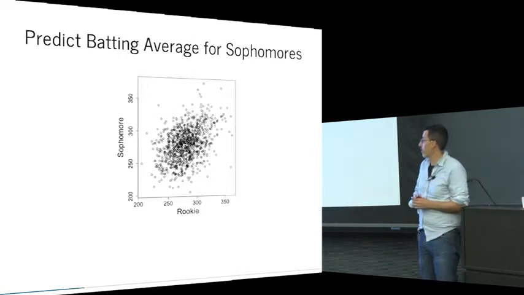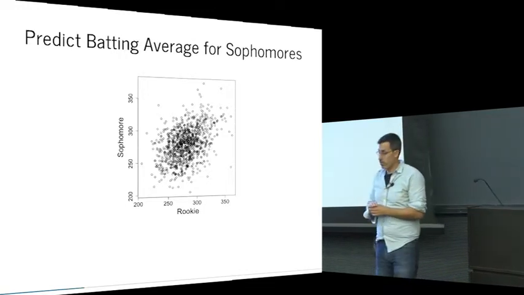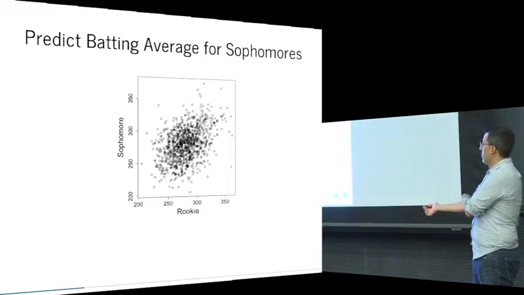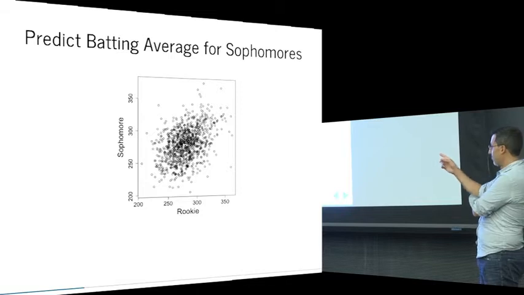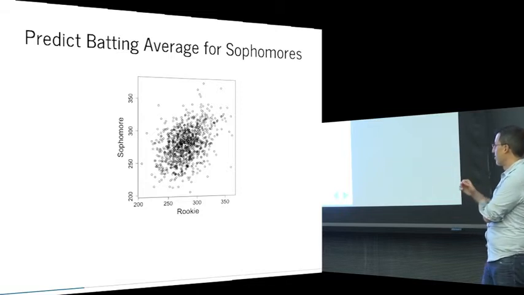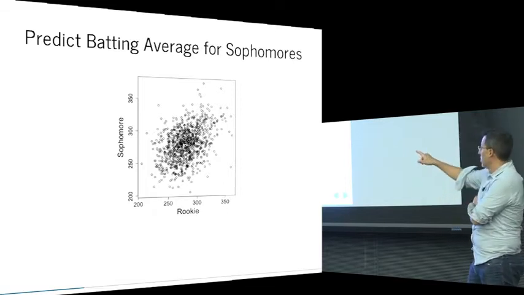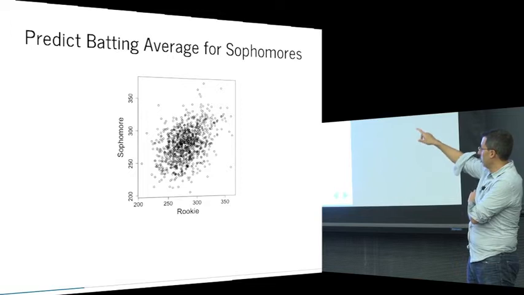Okay, so here's the plot now. So now I'm going to show you the data, and I'm going to let you revise your prediction. That was regression away from the mean, by the way. So way past the mean. The mean is 280. We just said that. So here's the rookies and here's the sophomores.